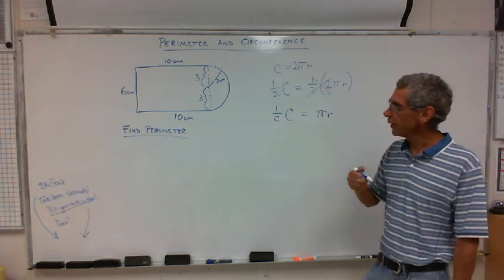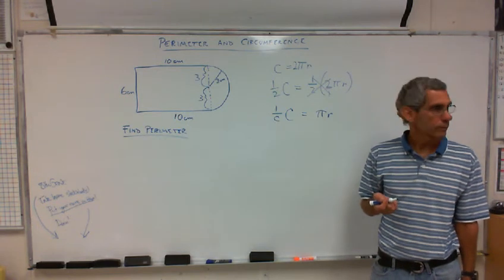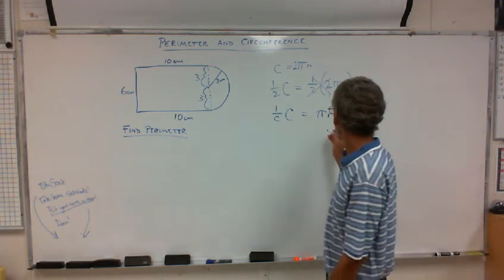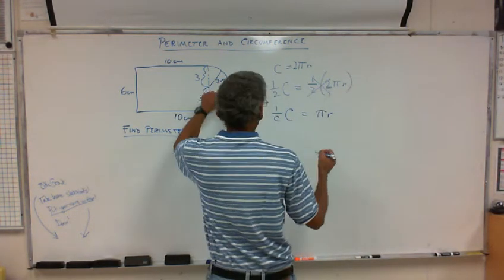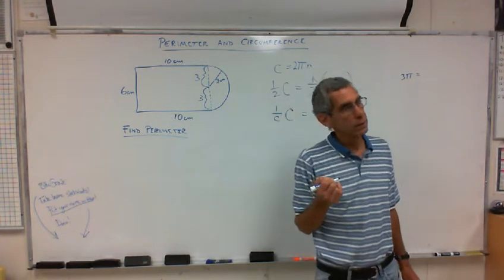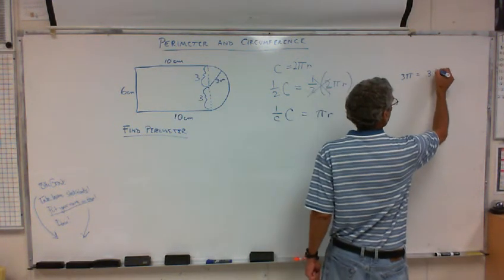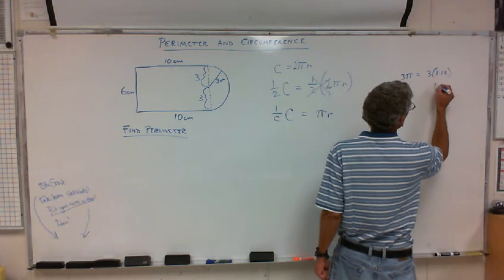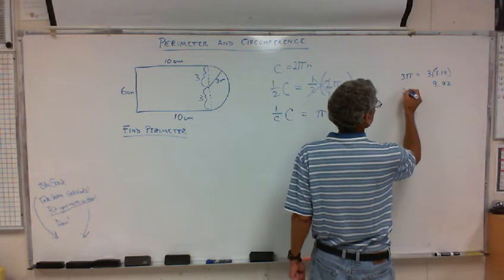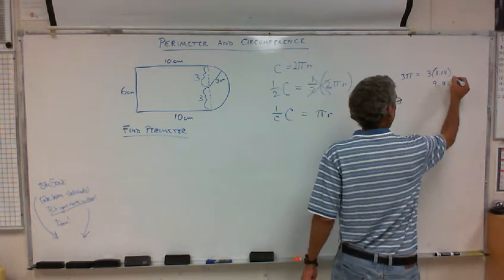So Gabe, what would I do? You would multiply pi times the radius and also add up 10, 10, and 6. All right, so pi times radius, so pi times 3. So 3 pi is equal to 3 times 3.14. So 3 times 3 is 9, and 9.42. So that is pi r. What is that?